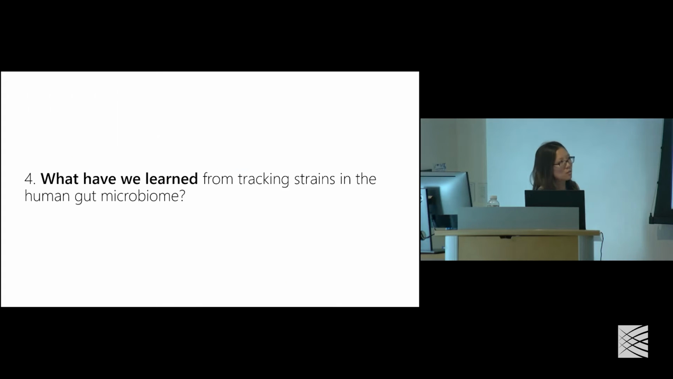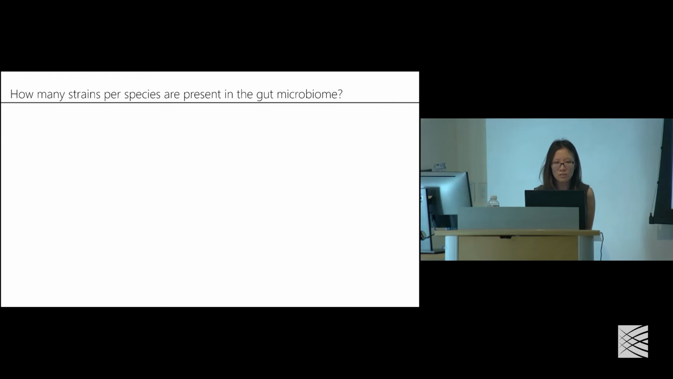All right, with the couple of minutes I have left, I want to briefly comment on things that we've learned from tracking strains in the gut microbiome. One thing that we've learned is just how many strains per species tend to be present in the gut microbiome. This may seem like a bit of an esoteric question, but I think it hides a lot of interesting ecology.